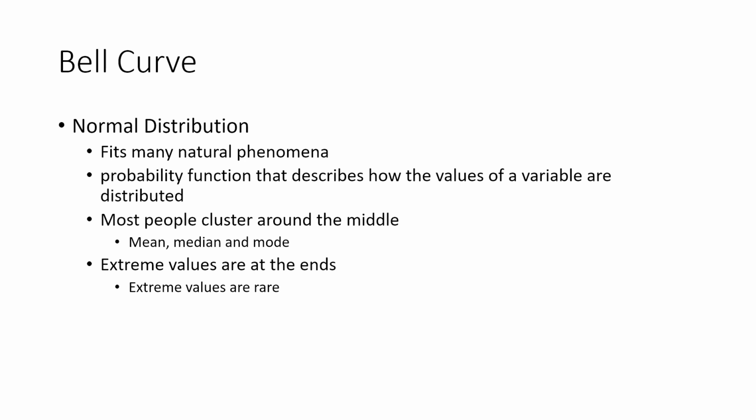And then extreme values are at the ends. So on one end of the bell curve, let's take IQ, you have really dumb people on the left side, and really smart people on the right side. And then the middle is 100. 100 IQ is the average in America, I think, or actually I think it's the world, I believe, but whatever. So extreme values are fairly rare.